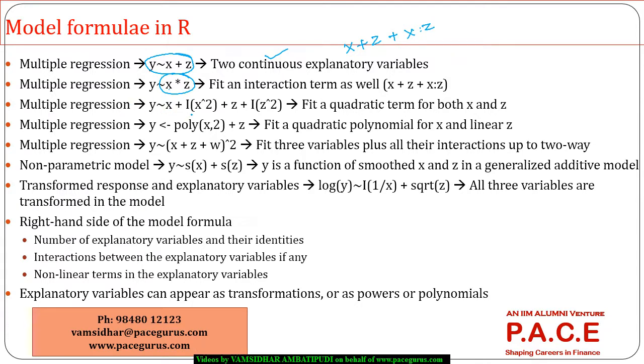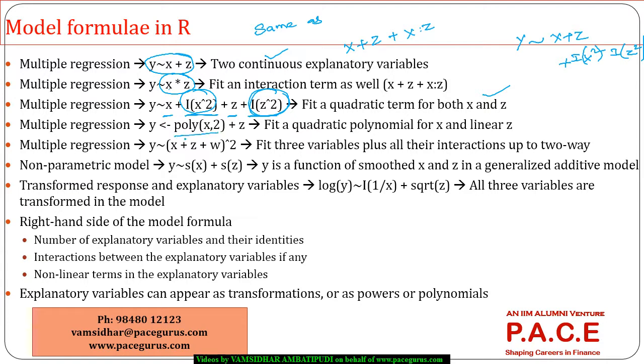And this is one more way of doing multiple regression, where I am looking at x plus I of x squared plus z plus I of z squared. So I am actually considering the quadratic terms x squared and z squared also. Instead of just considering y with x plus z, a normal multiple regression, I am also considering x squared and z squared. Wherever we are considering the squares and other non-linear terms, we will put I of as a part of the model, which means 'as is'. So it fits a quadratic term for both x and z.